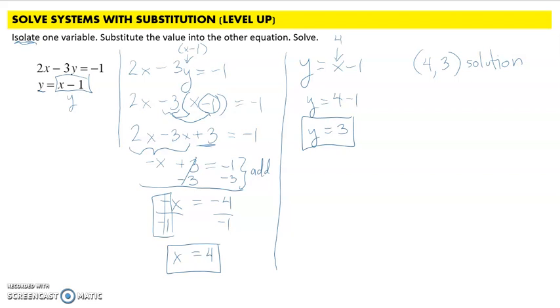Okay, so that's how you solve it. Just a little bit more complicated, but it's still substitution. Take what you know, plug it in, and solve.